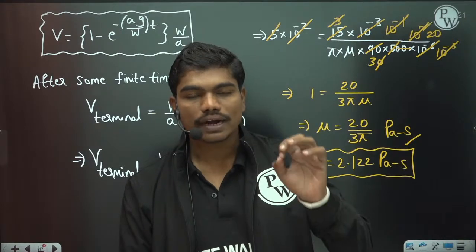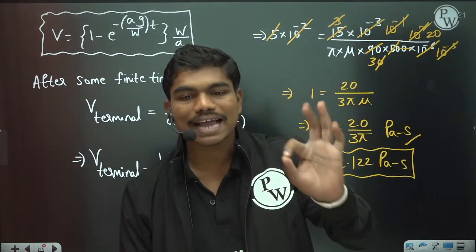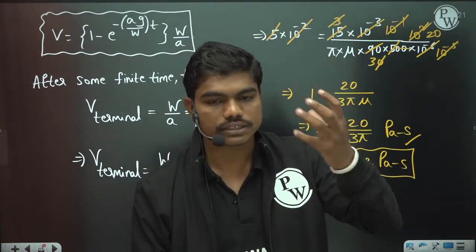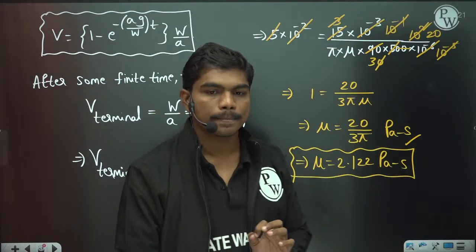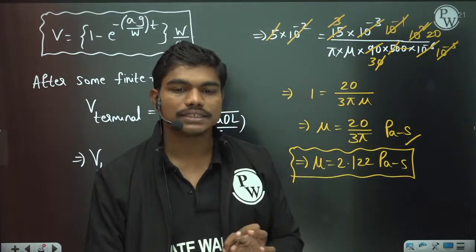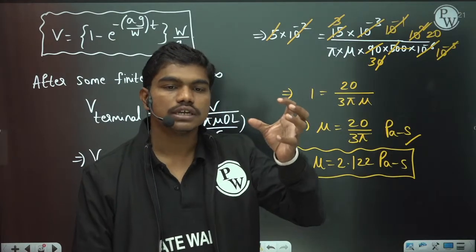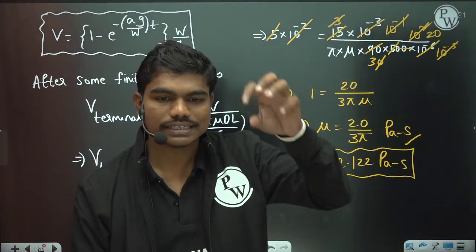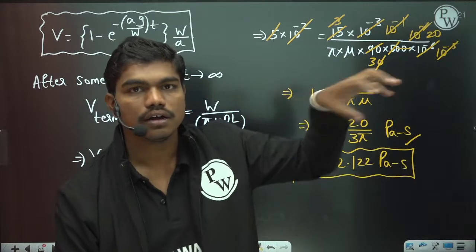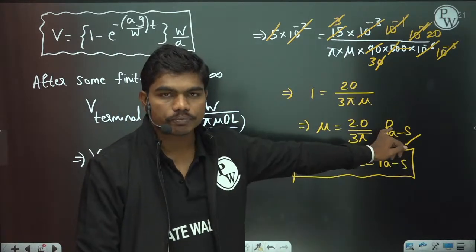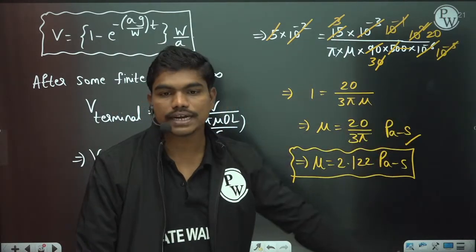Did you all like this understanding? Did you all understand what is the force that is trying to stop the acceleration of this cylinder? Please type in the chat box, did you all understand what is the force that is trying to slow down the cylinder velocity?